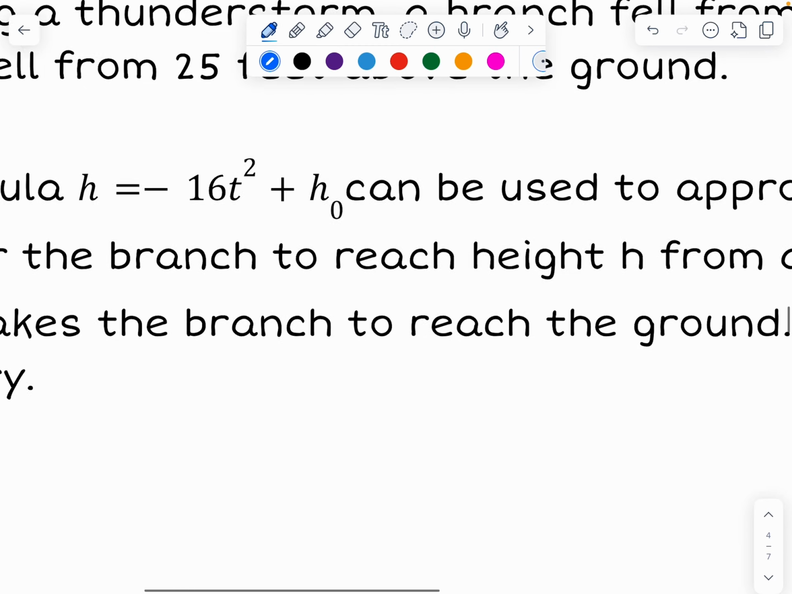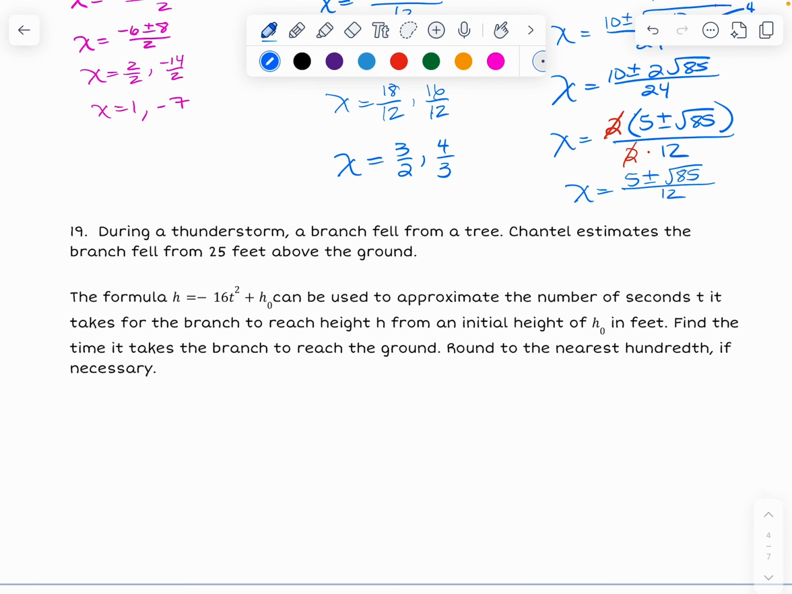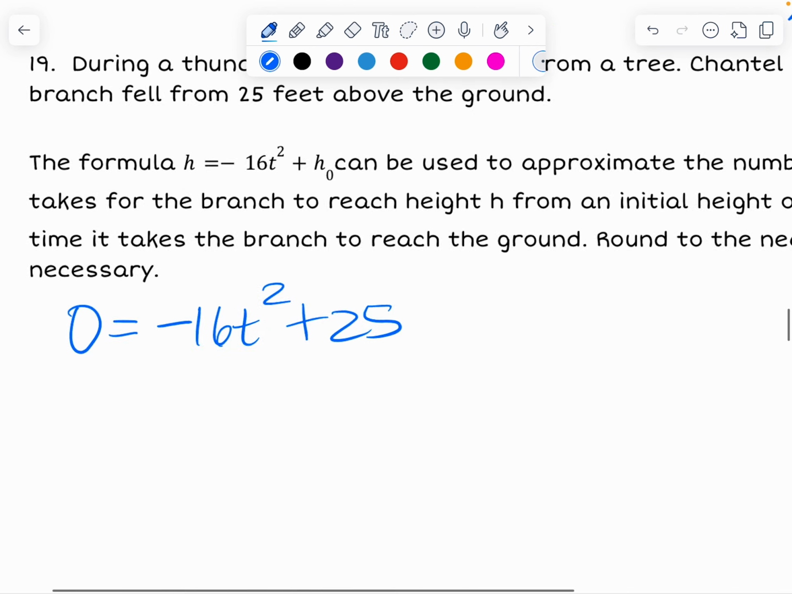Okay, so this next one. During a thunderstorm, a branch fell from a tree. Chantal estimates the branch fell from 25 feet above the ground. The formula h equals negative 16t squared plus h naught can be used to approximate the number of seconds t it takes for the branch to reach a height of h from an initial height of h naught. So we're going to the ground, so the height that we're getting to is 0, and the height that we started at is 25. So we're going to solve this.